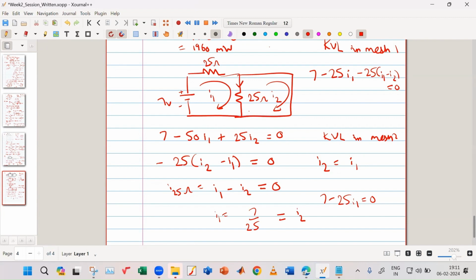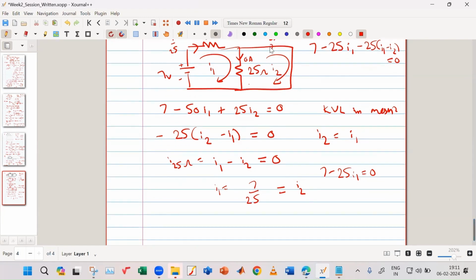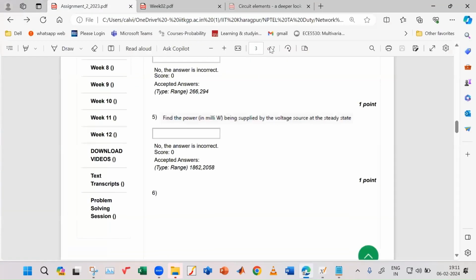Effectively what is happening? 7 by 25 ampere current is flowing over here, and even 7 by 25 ampere current is flowing over here, and over here 0 ampere is flowing. So I hope this answer is clear to you. Everything clear? Okay. So now we will go to the next sum.